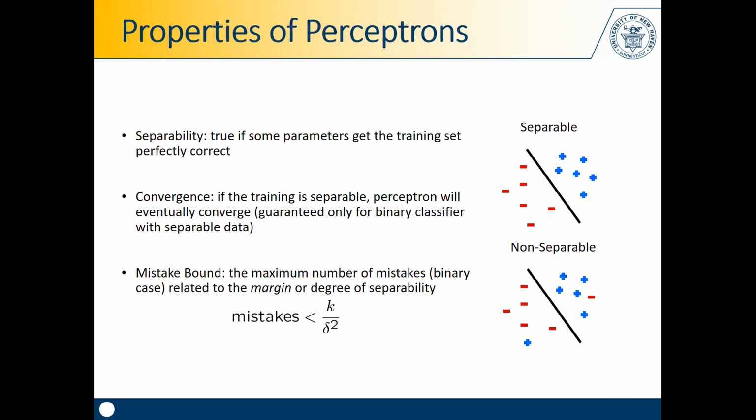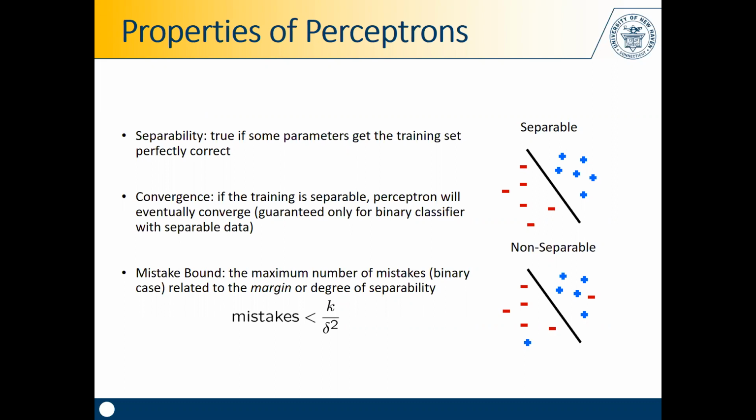Well, it turns out that if the training set is separable, the perceptron will eventually converge. And this is guaranteed only for the binary classifier with separable data. Now, does that mean that we can't use perceptron for non-separable data sets? Well, you can. It's not going to be perfect, but it may still work well enough for your problem case.